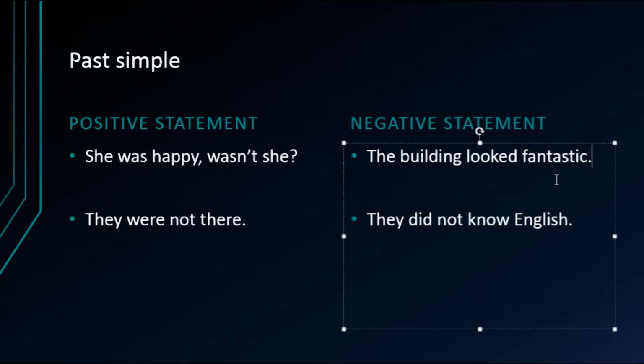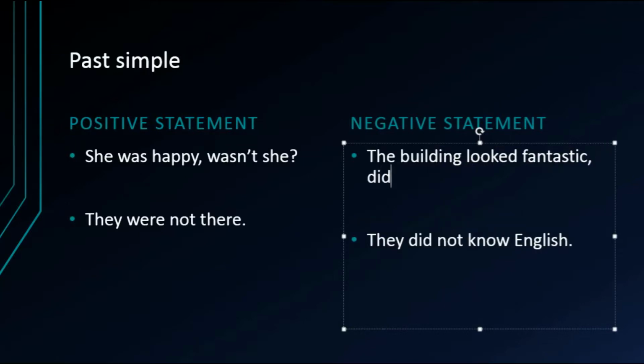The building looked fantastic, right? The building looked fantastic. First step, I changed it to a comma, right? Because this is past simple and I don't have any auxiliary verb, because it's past, I add did. And because this is positive, I add not, right? And the building is my subject, so my pronoun is it, right? The building is something, it's it, right? So the building looked fantastic, didn't it?